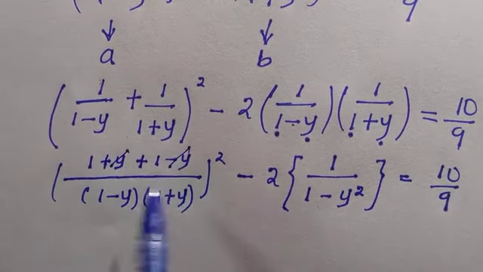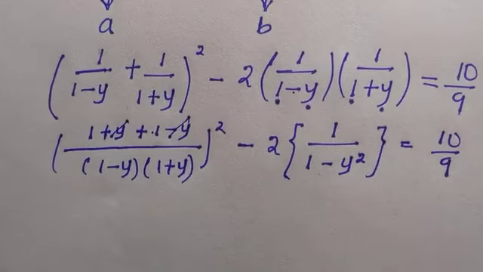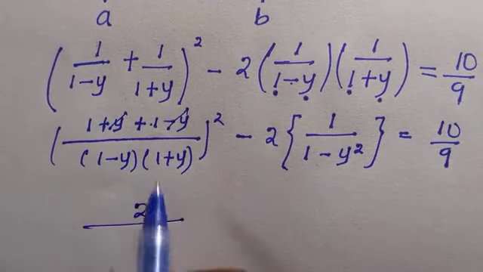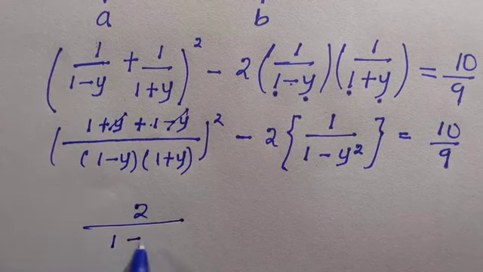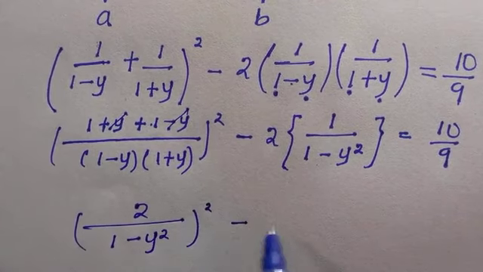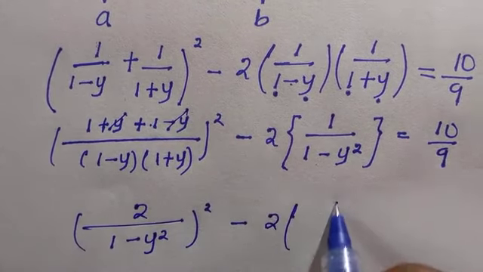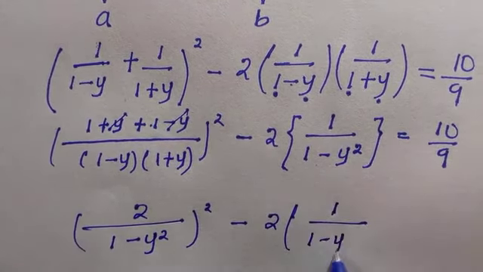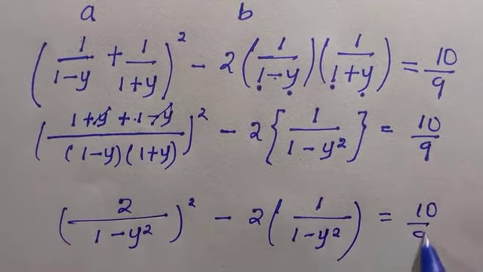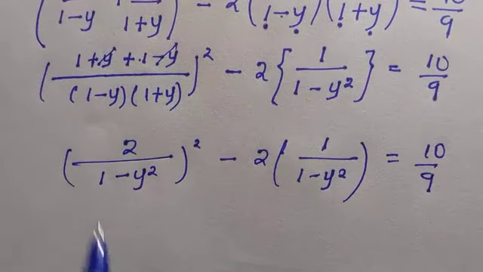So plus y minus y cancelled, and we'll have 1 and 1, which is 2. So 1 plus 1 equals 2. Then this is also the difference of two squares, which becomes (1 minus y squared) all raised to the power of 2 minus 2 bracket 1 divided by (1 minus y squared) all equals 10 divided by 9.